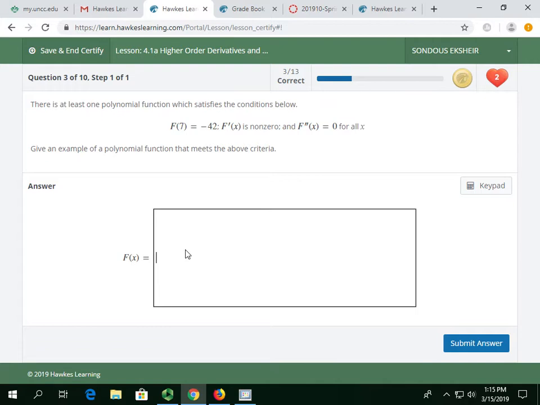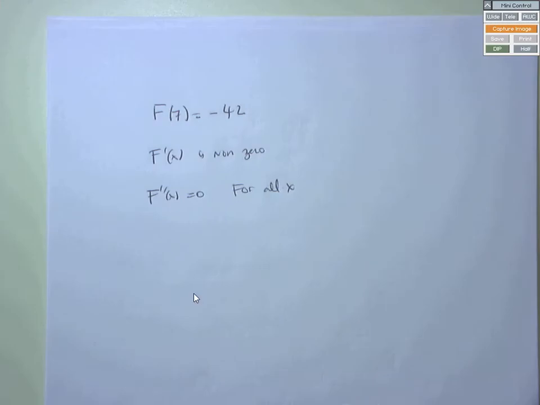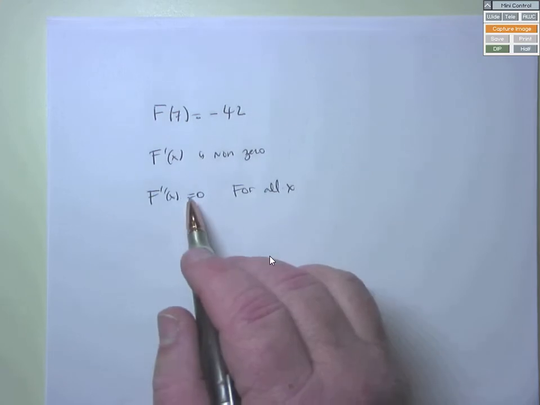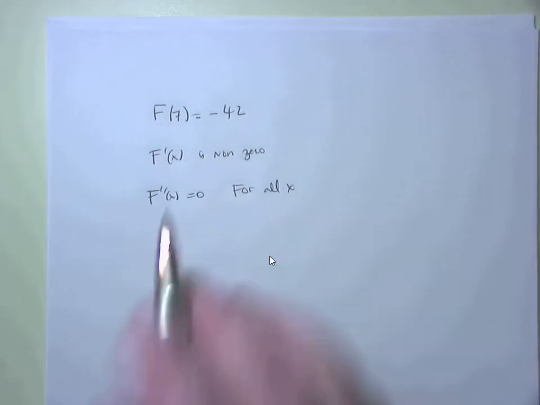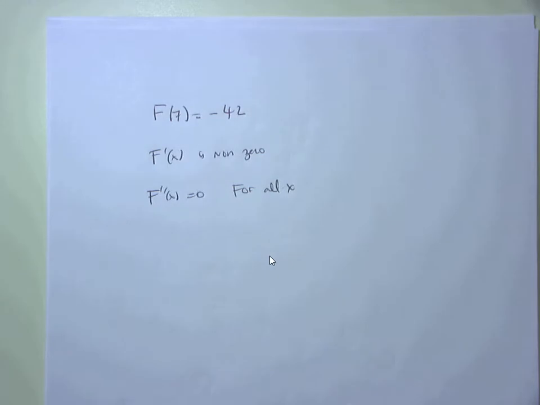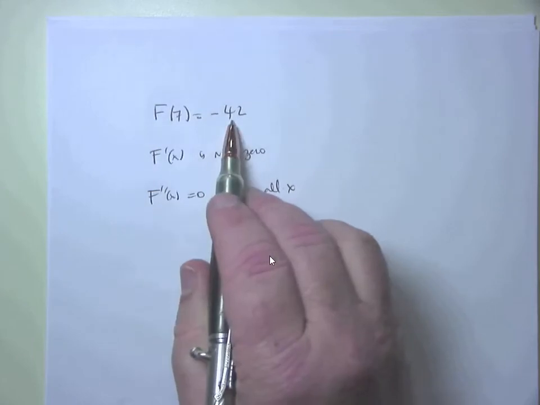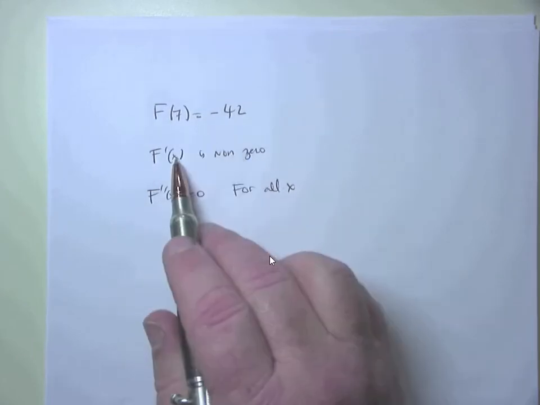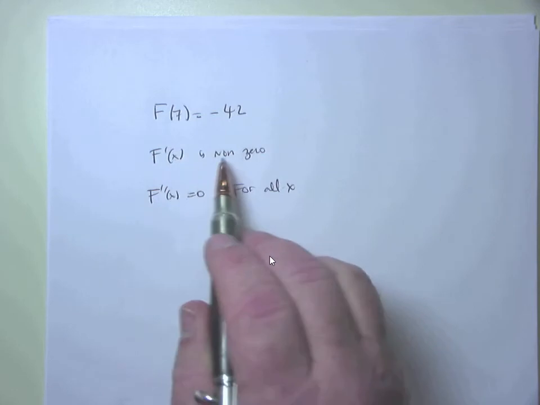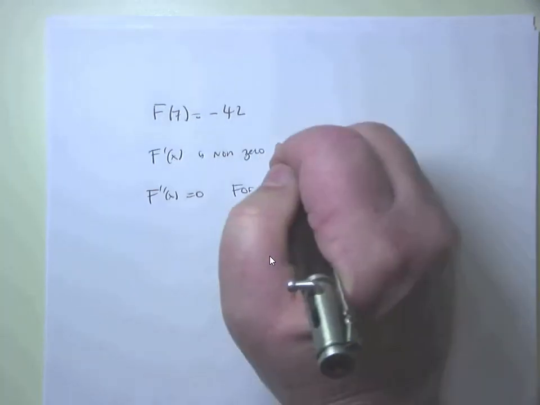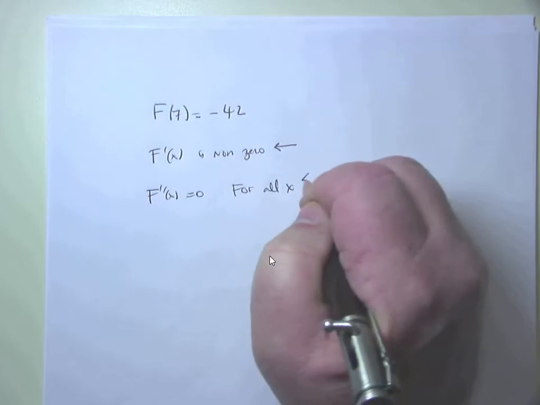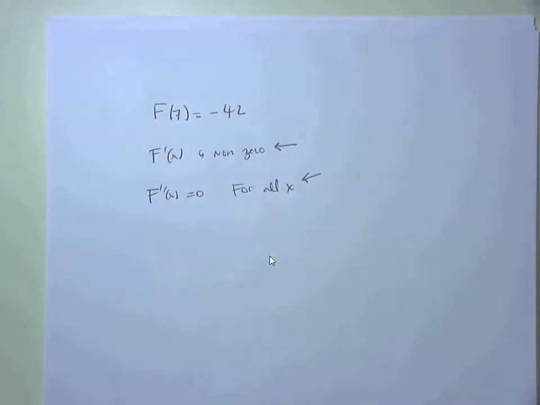So let me come over here. This is what they told me. Basically, we're trying to get you to think about going forwards and going backwards with these derivative concepts. So I've got to have a function that when I plug in 7, I get negative 42. The first derivative has to be non-zero. If the first derivative is non-zero and the second derivative is 0, let's look at those two concepts together.